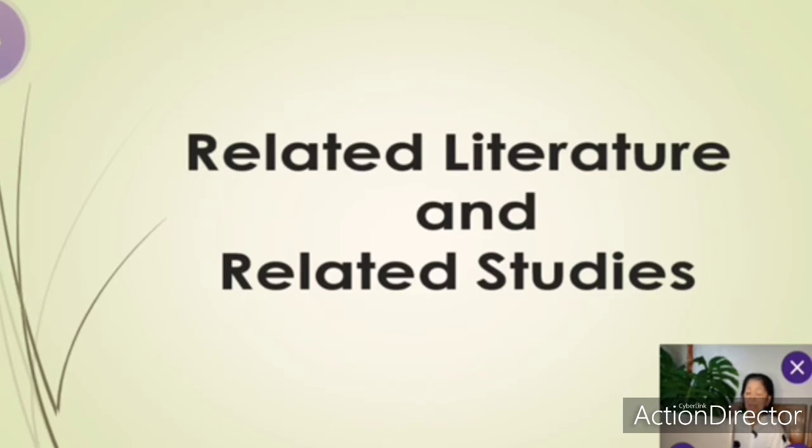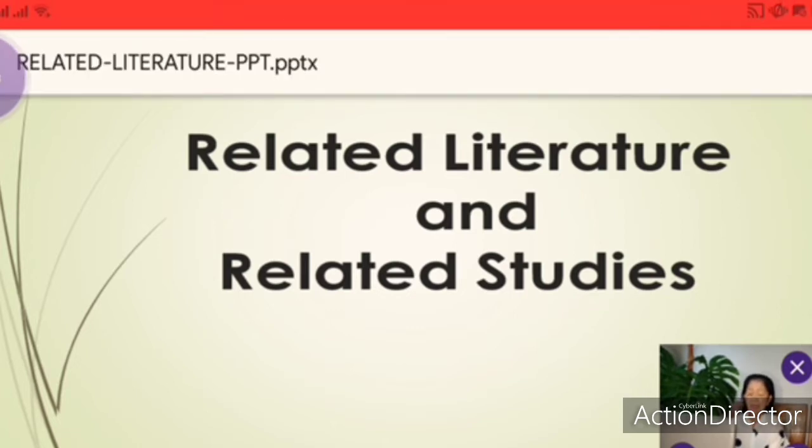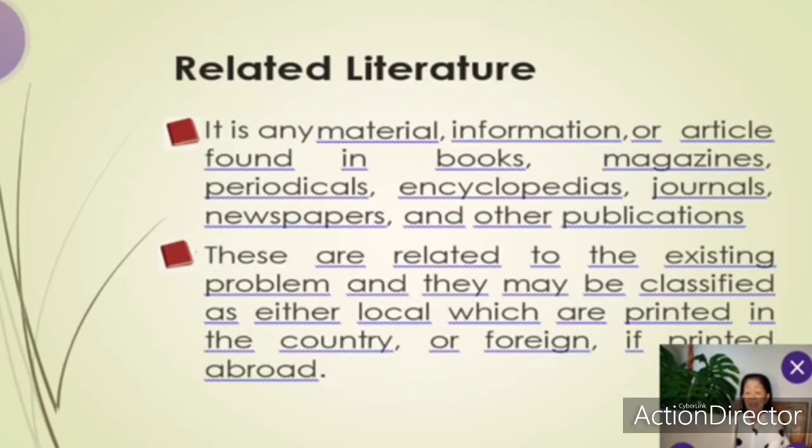Related literature and related studies. What are the differences? Related literature is any material, information, or article found in books, magazines, periodicals, encyclopedias, journals, newspapers, and other publications. Take note, publications, so they are published, they are printed. These are related to the existing problem, and they may be classified as either local, which are printed in our country, or foreign, which are printed abroad.